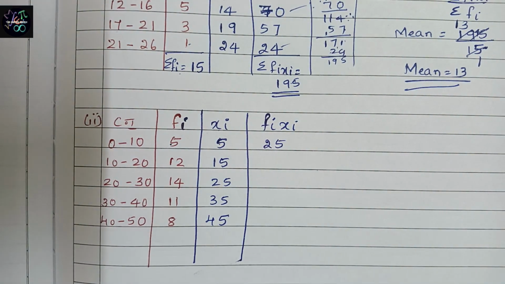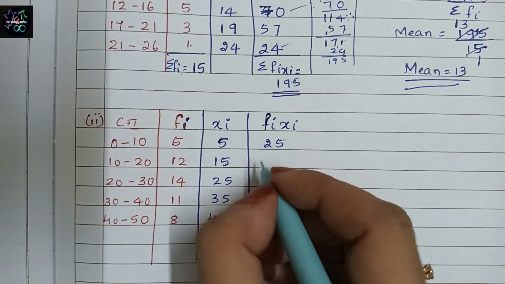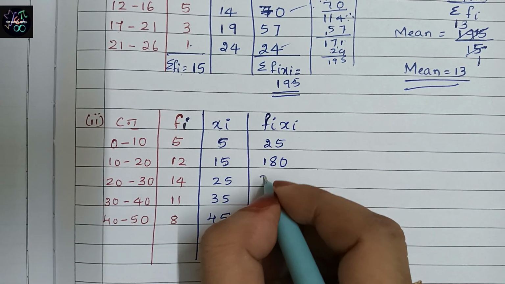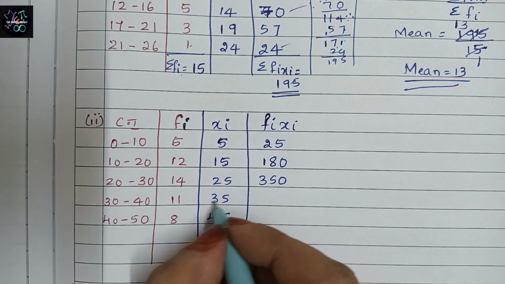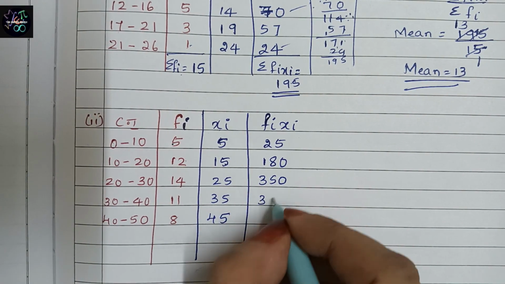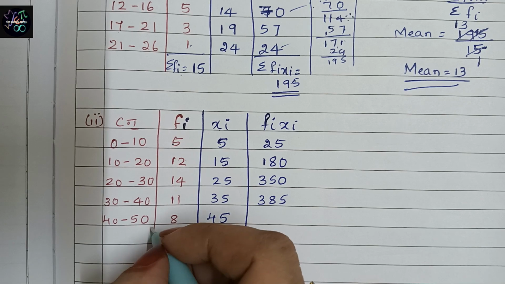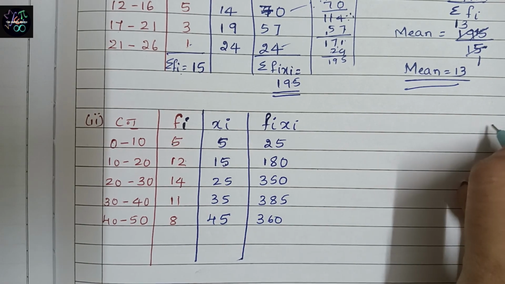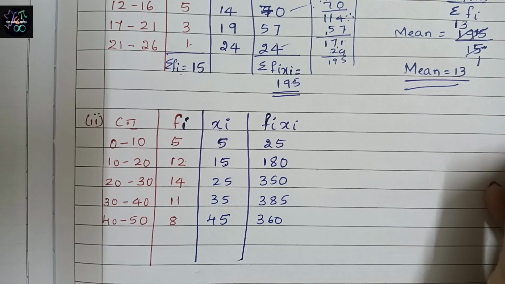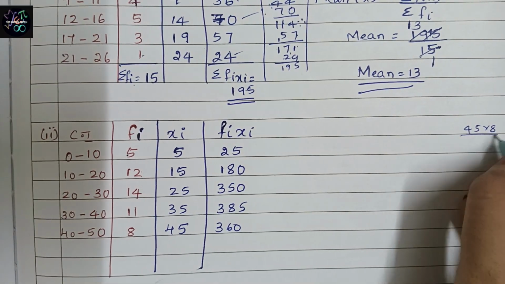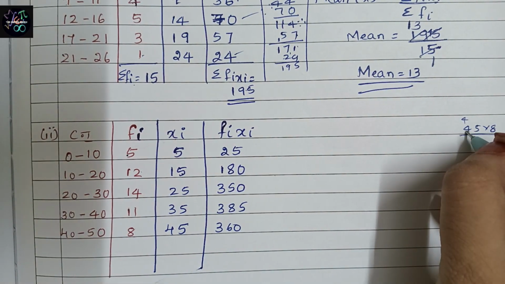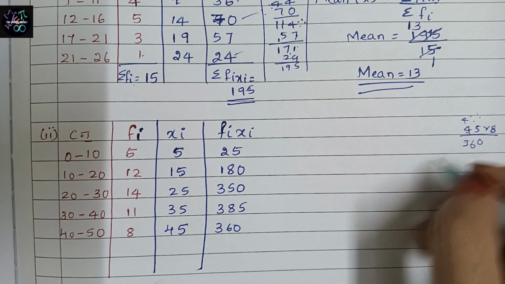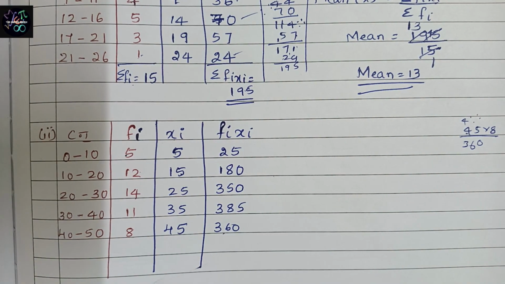Here I have multiplied already. 5 5s are 25. 12 into 15 is 180. Next 25 into 14, 350. I have already multiplied. 35 into 11, 385. And 45 into 8, 360. If you want, I'll multiply this and show you. 45 into 8: 8 5s are 40, 8 4s are 32, 33, 34, 35, 36. 360. So here I have already multiplied.